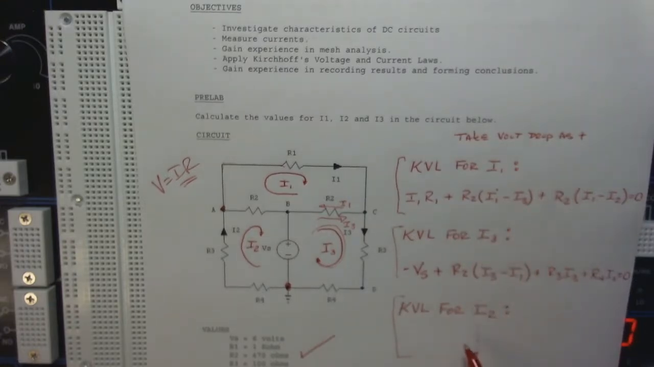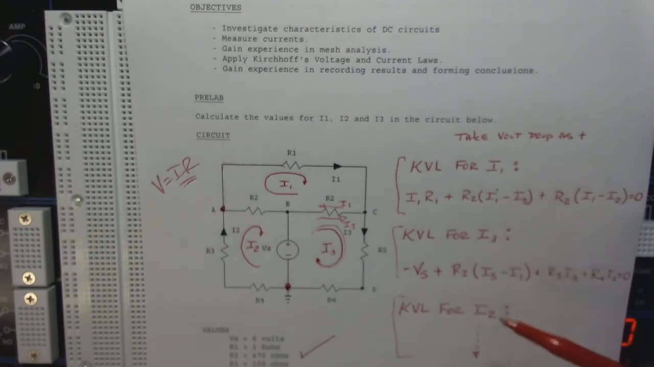Make sure and come up with the equation going around here. The one thing I will tell you, if you go around this thing clockwise, you're going to go from positive to negative. So that's going to be a drop. So this source would be a positive Vs in that equation. So be careful of that. It won't be a negative like in that one.